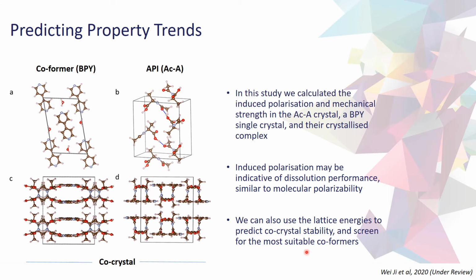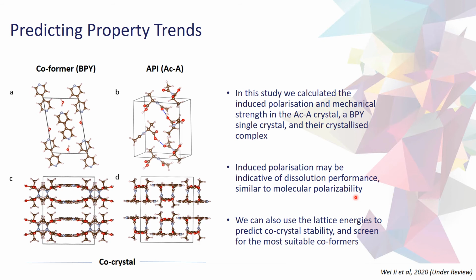And what we could do is we could look at the induced polarization, we could look at the lattice energies to see how stable the co-crystal was, and we could also look at their mechanical properties. So we could see what does the coformer like to do by itself, what does the API like to do by itself, and what happens when you put them together. And by tracking those properties through, again, we can start to look at engineering co-crystals and different API coformer combinations.